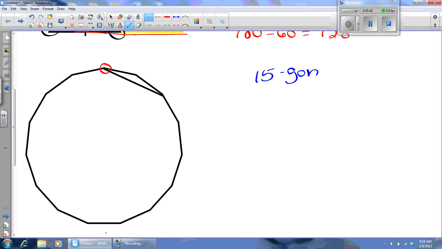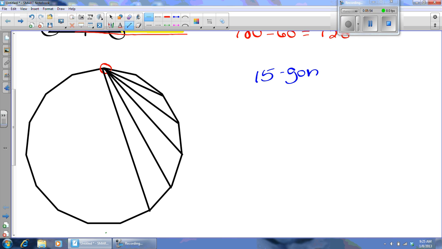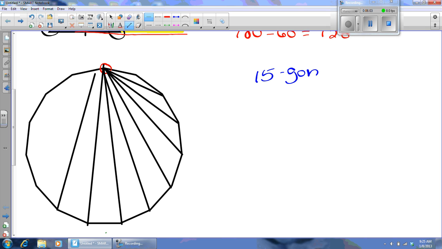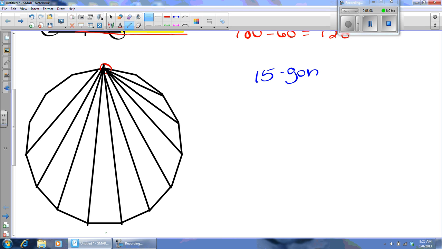So there's one triangle, there's 2 triangles, 3 triangles, 4 triangles, 5 triangles, 6 triangles, 7 triangles, 8 triangles, 9 triangles, 10 triangles, 11 triangles, 12, and 13, because I created 2 there, didn't I? So I've got 13 triangles. So to get the total number of degrees, first I should get into pen mode.